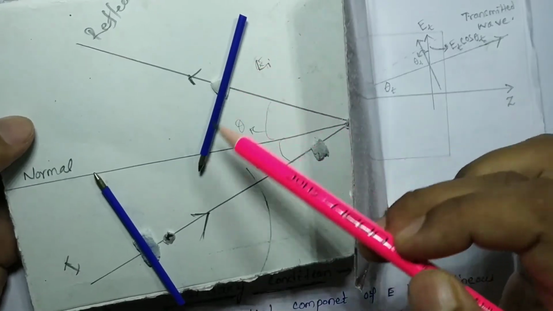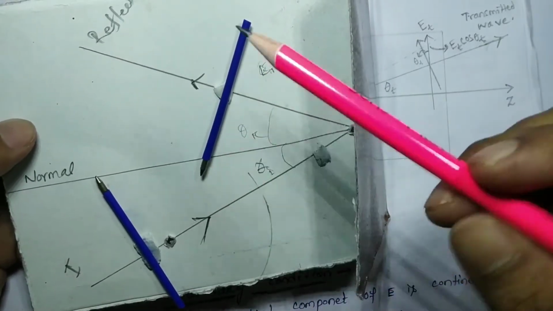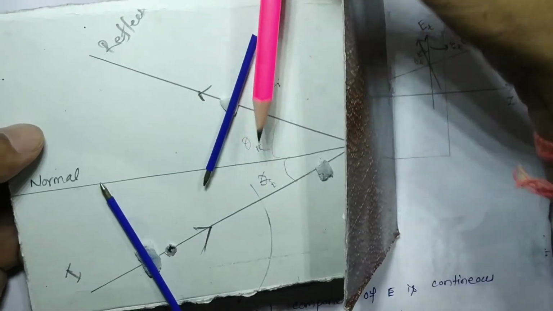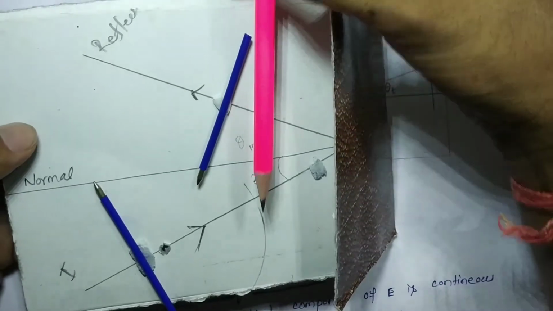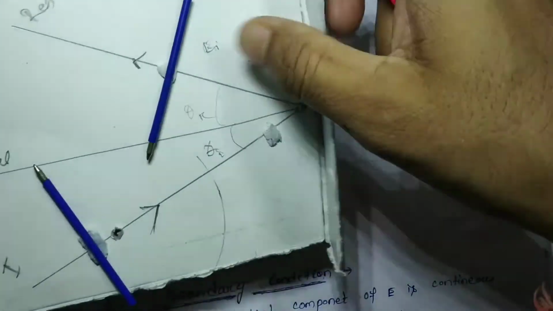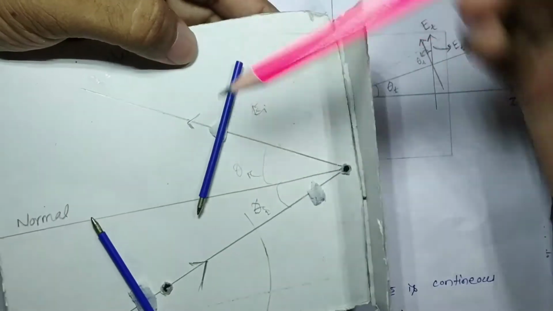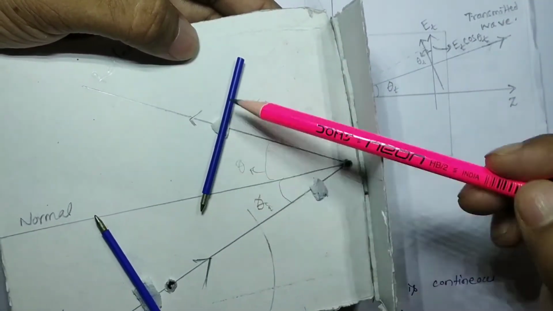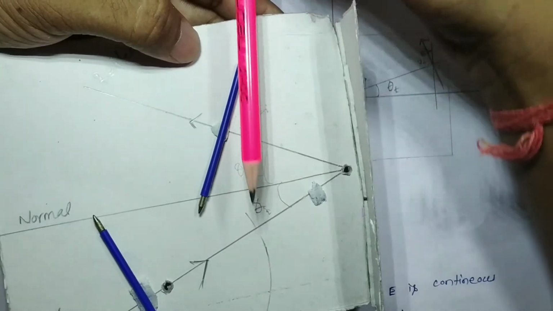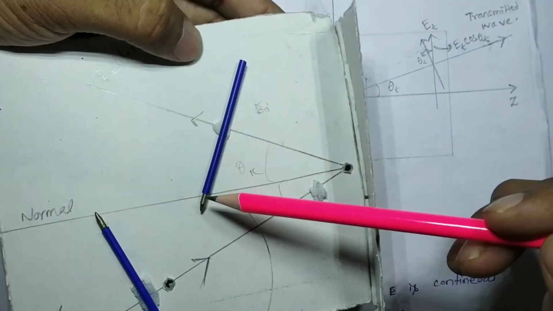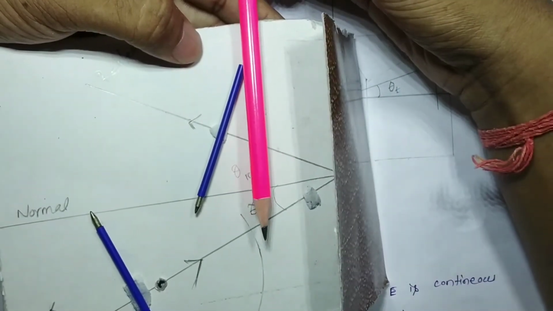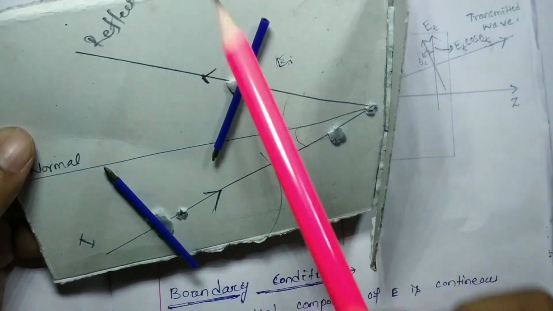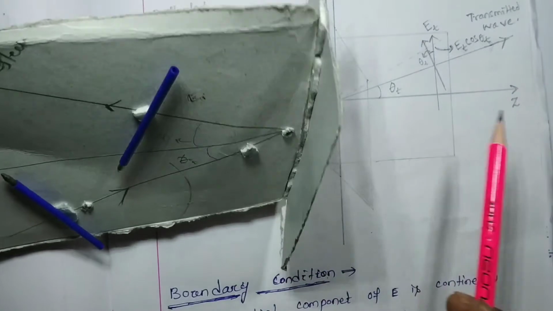So for this reflection component, we can find ER cos theta, but it is in the negative y-axis direction. So the cos theta component of this reflected electric field will be along this way. That means this is your ER component, but its ER cos theta component will be this one, directed towards the negative side of the y-axis. This is your y-axis, this side is your x-axis, and this is your z-axis.